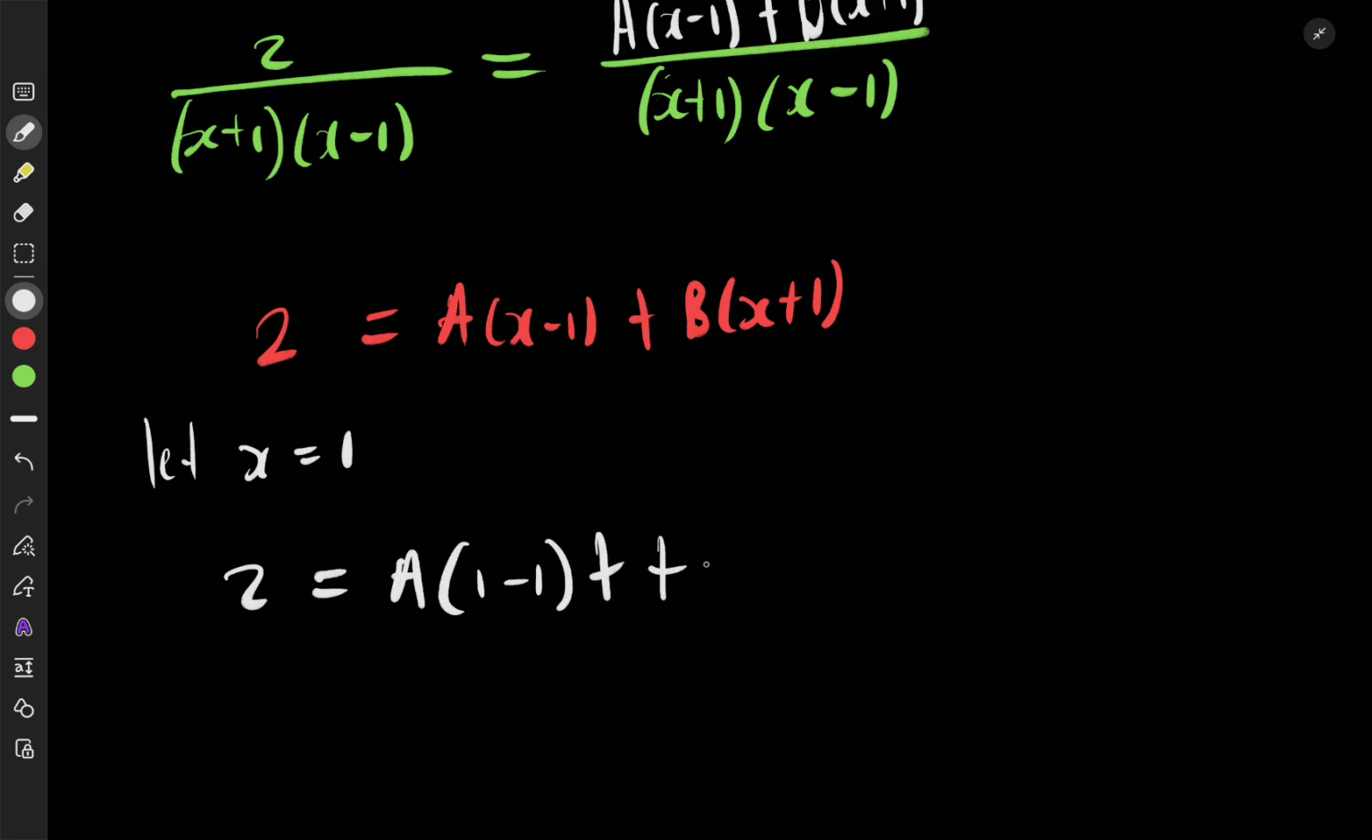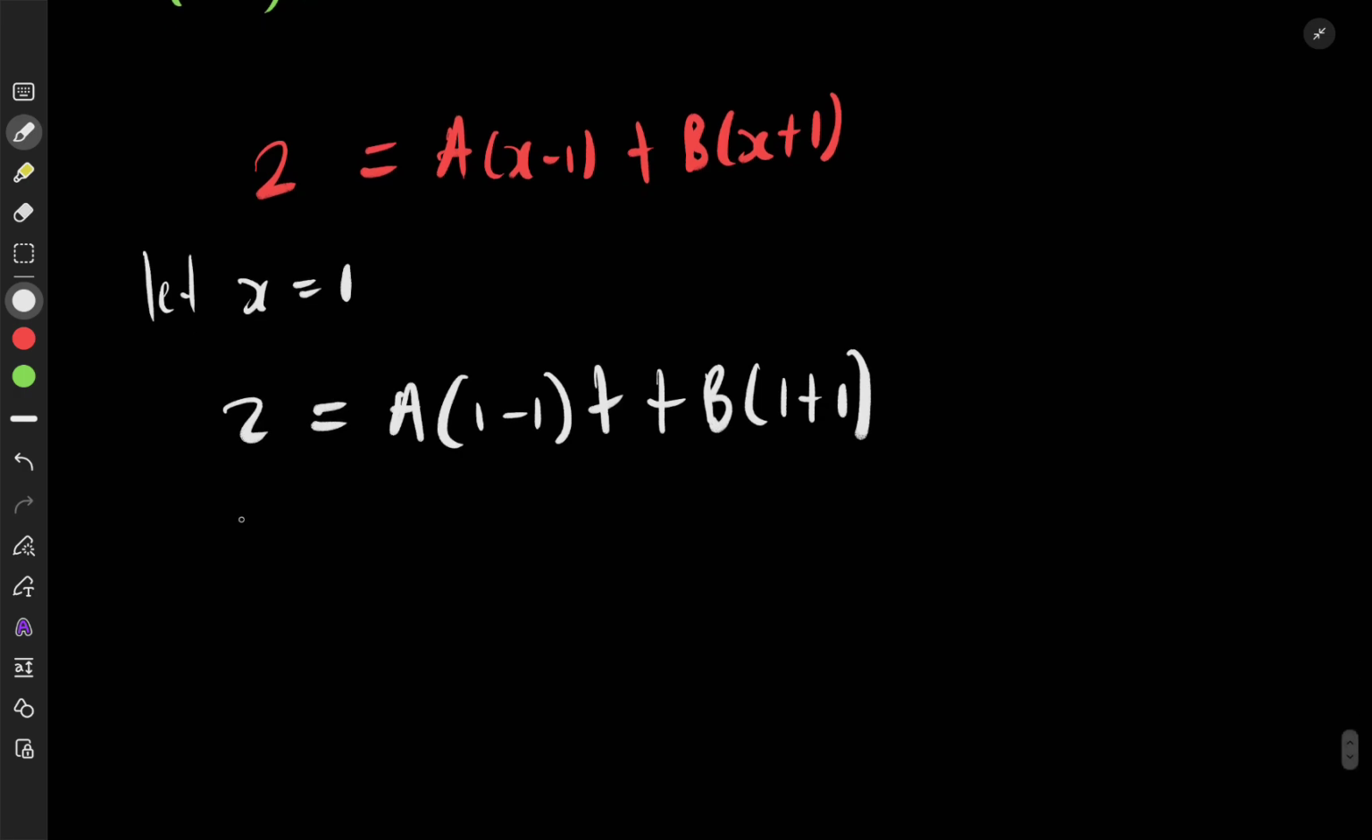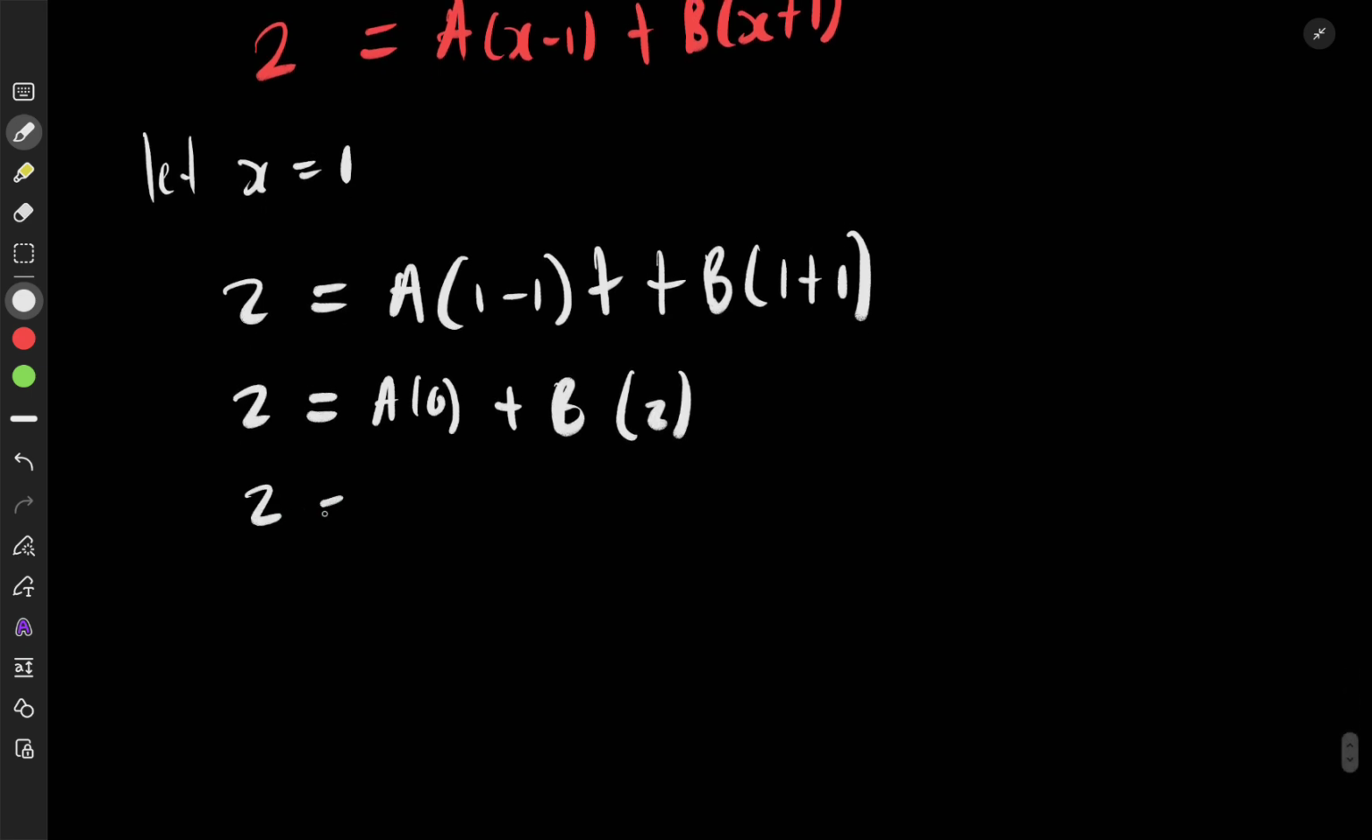Plus b multiplying 1 plus 1, okay? And I would get 2 being equal to 1 minus 1 is 0. So a by 0 plus b times 1 plus 1, which is 2 now. So here I would get 2 is equal to 2b. And b goes to the other side. 2 over 2 is equal to b. And that is 1. Okay?